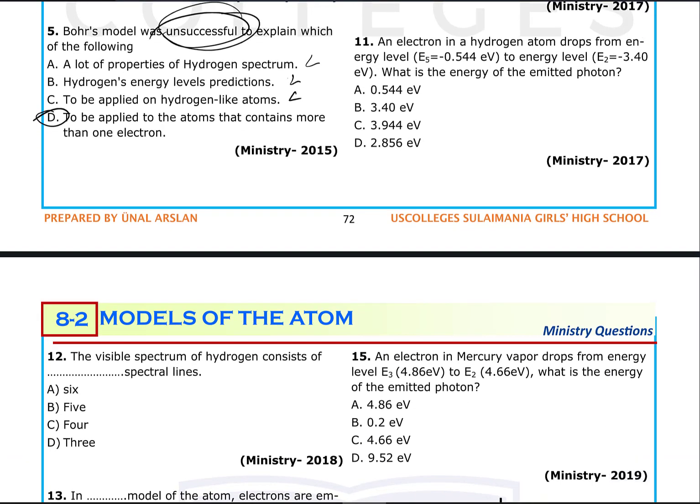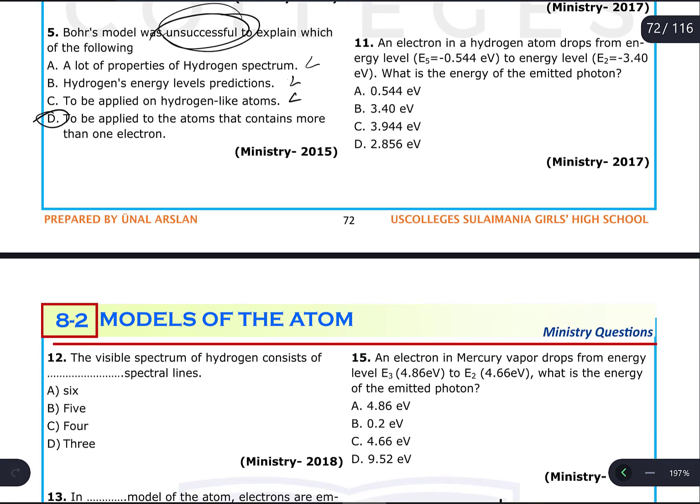An electron in a hydrogen atom drops from energy level E5 to energy level E2. What is the energy of the emitted photon? We know the energy of the photon is equal to the initial energy level, which is 5, minus the final energy level, which is 2. The fifth energy level is negative 0.544, minus the second energy level, negative 3.4.